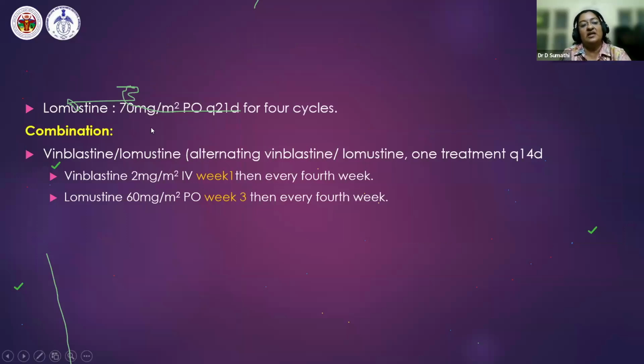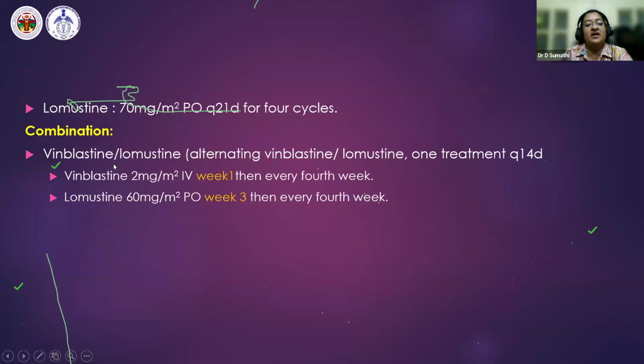Monotherapy of lomustine has also been used with better effects. Lomustine is given at 90 milligram per meter squared orally. It is used every 21 days, for 4 cycles.